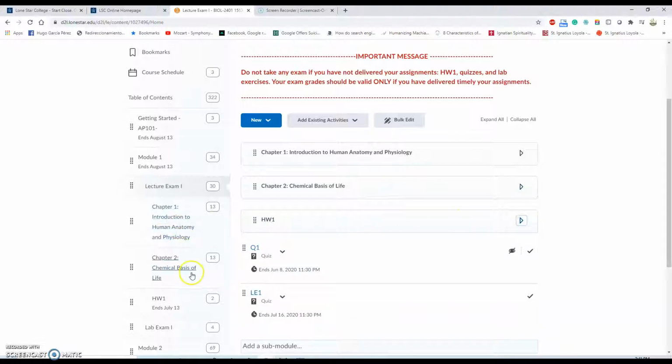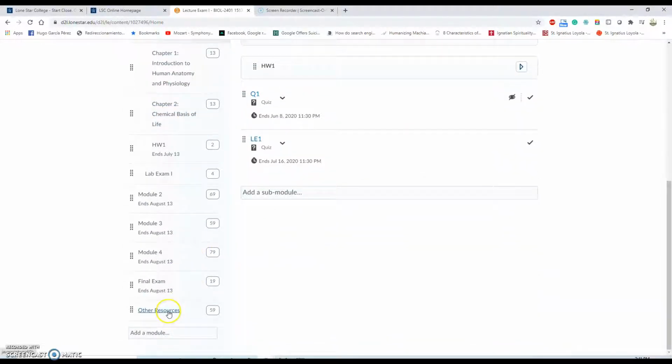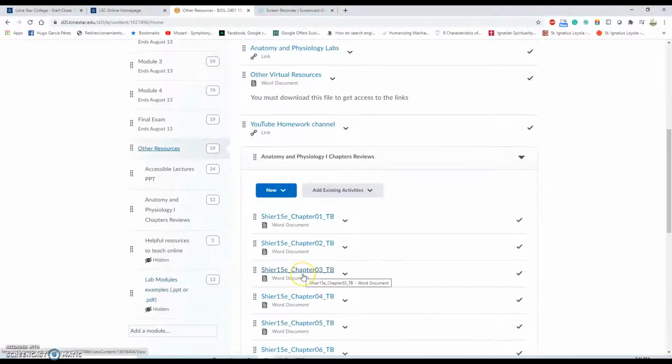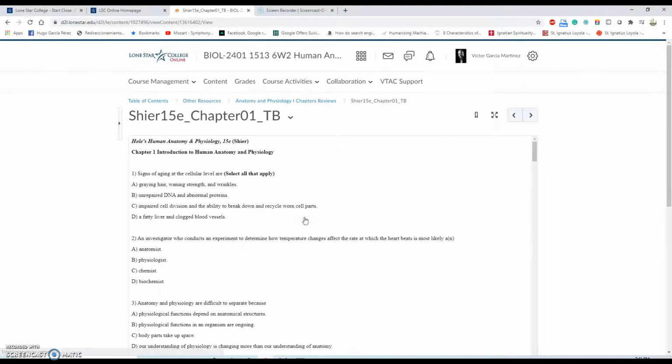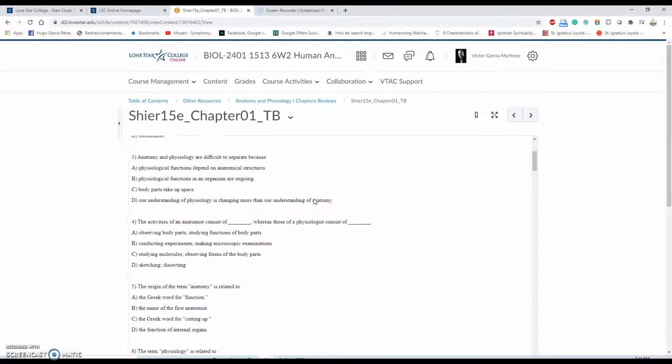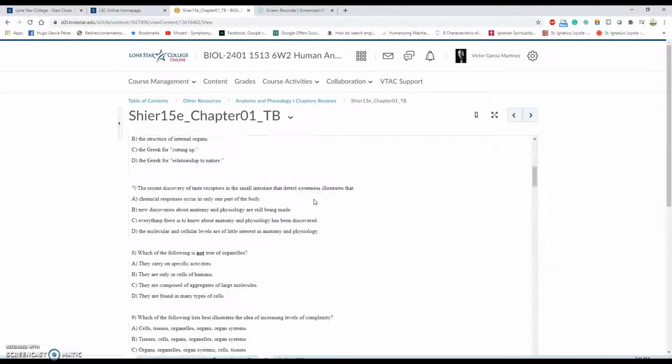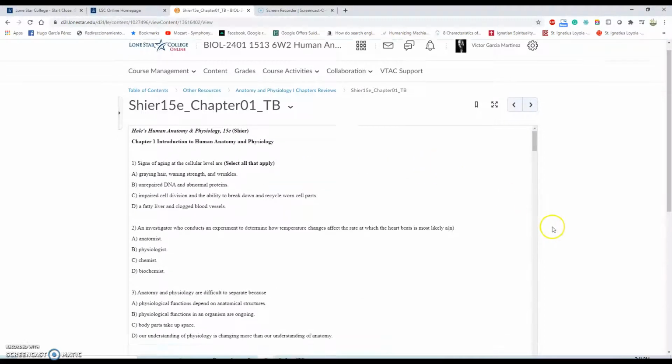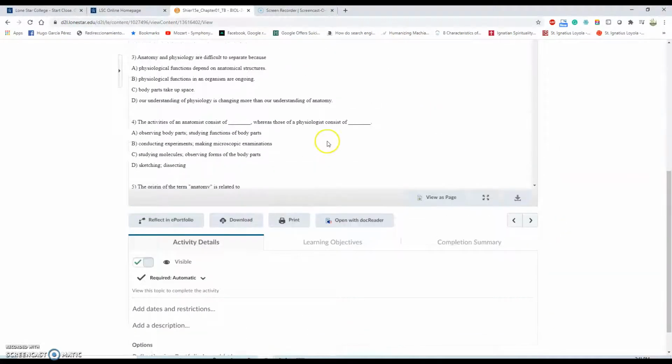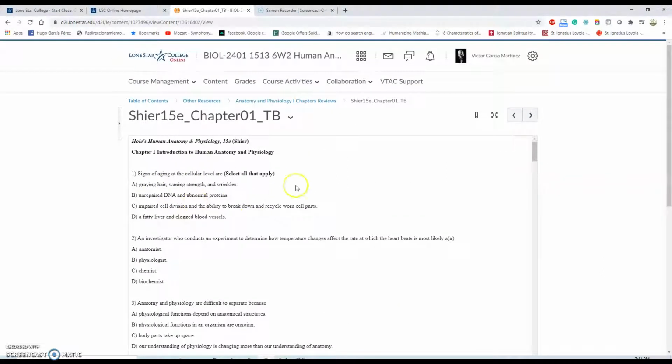For the reviews, you have to go to other resources, and then here you have every single review for every single chapter. For example, for chapter 1 you have this one, which is a Word document, and you have here your questions. If you're gonna use this review, you can download or mark in other paper in other way your answers. I'm gonna use these reviews to build my lecture exam.